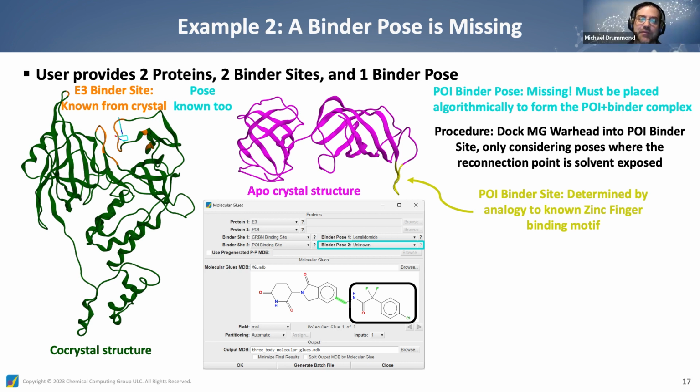So really, we have to figure out how this glue warhead is going to bind to this protein of interest right here. And the way we're going to do it is we're actually going to do small molecule docking. And we're going to do it in a way where the reconnection point, so right after this amide nitrogen right here, has to be solvent exposed. So we're going to dock that fragment there, and we're going to make sure that the reconnection point to the rest of the glue is sticking out into solvent.